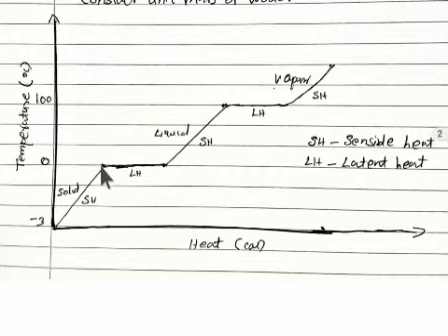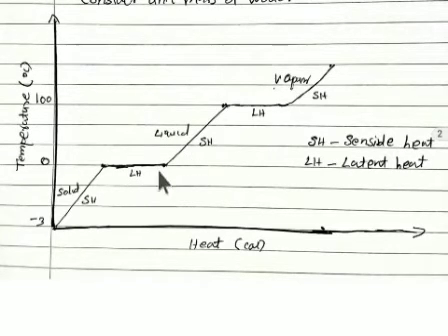At 0 degrees Celsius, ice, that is solid, converts into 0 degrees Celsius water. I am going to add heat, but I cannot see any temperature change. I can see only a phase change. This is called latent heat.